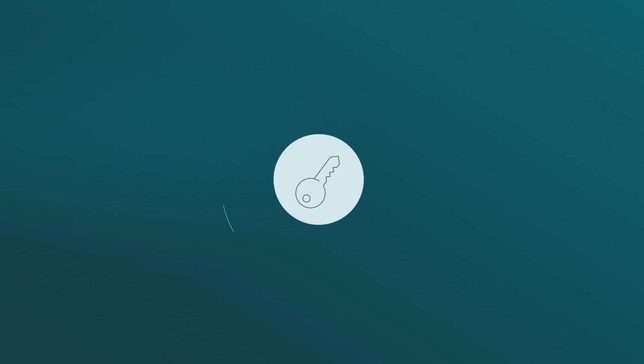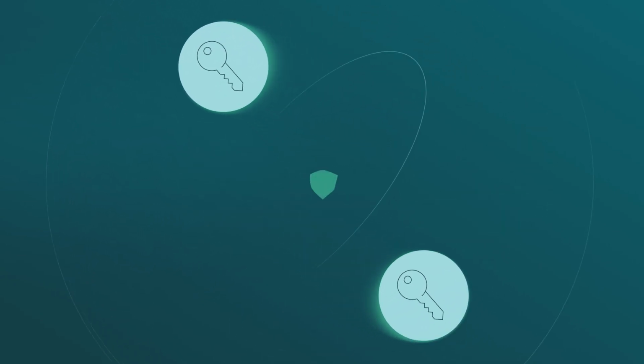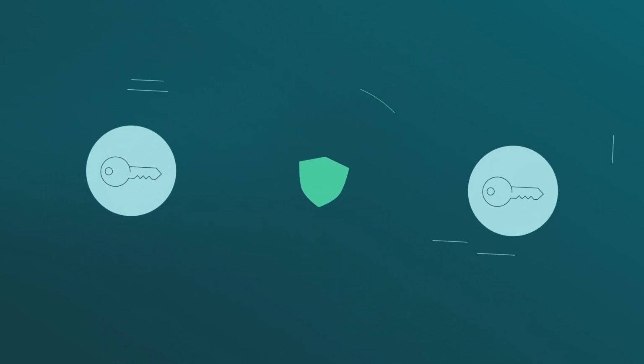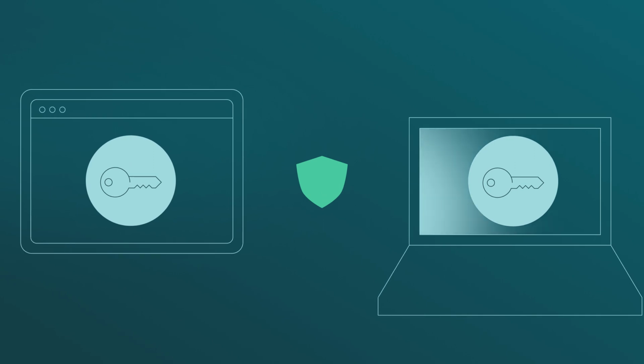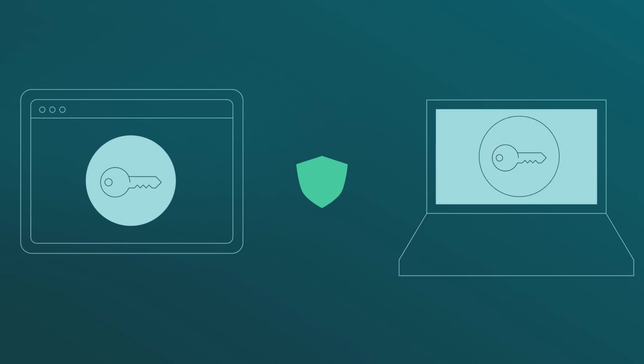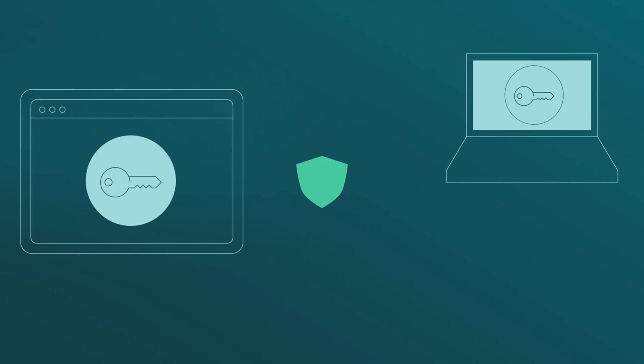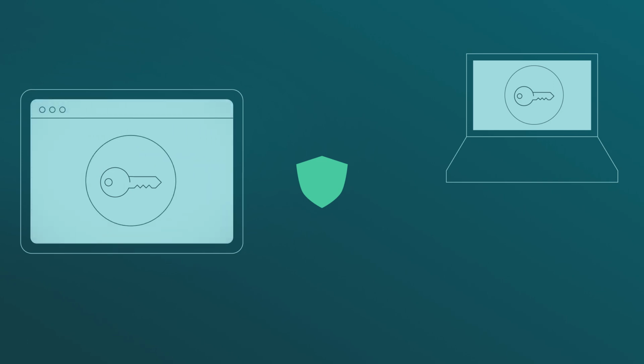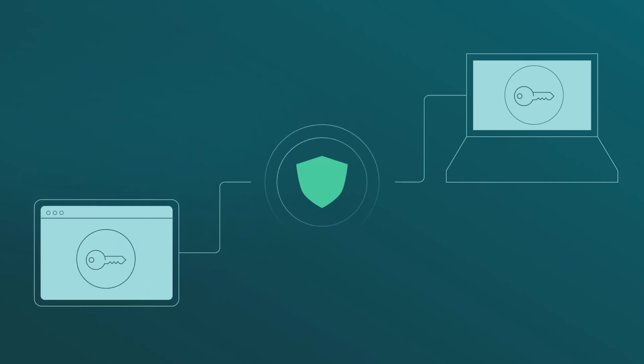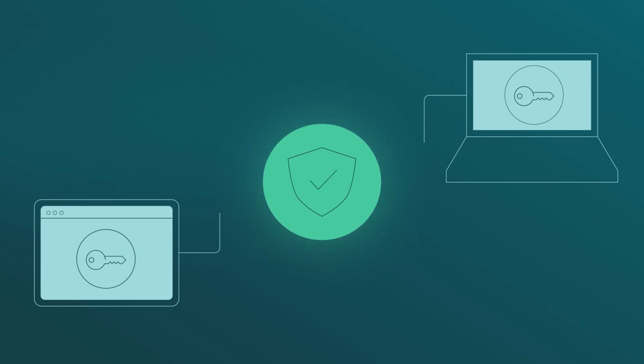A passkey refers to a pair of keys that are created, stored, and retrieved automatically to sign you in. One half of the passkey is stored on your device or in your password manager, and the other half stays with the website or app. When you sign in with a passkey, the two halves work together to authenticate the login, instantly and securely.